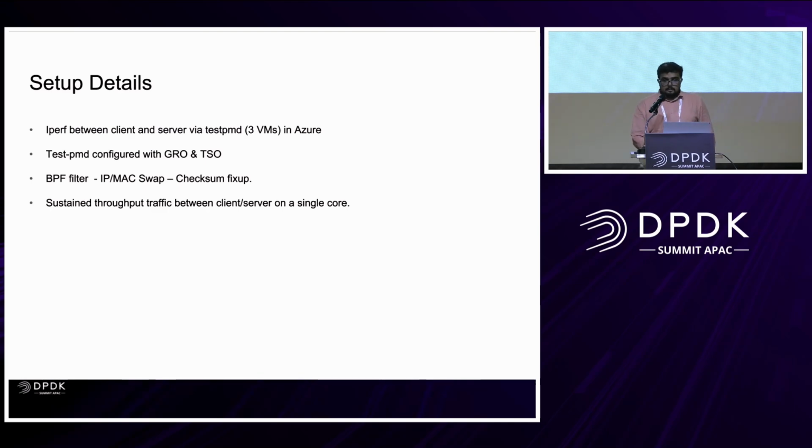This was validated by creating iperf clients and servers with TCP, and testpmd in between. The functionality of testpmd is to just do GRO and TSO in between. Since it is a VM deployed between the client and server, I had to change the ARP entries in the client and server to point to testpmd's MAC addresses. Also, since there would be an IP address change, we have to fix the checksum as well. So I used a BPF filter to change the MAC addresses and fix the checksum here. Then a throughput test was run between the client and server.